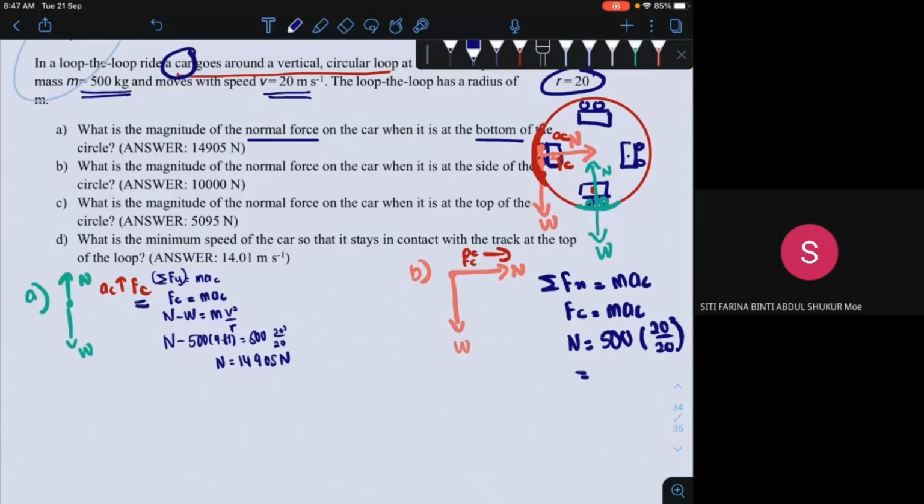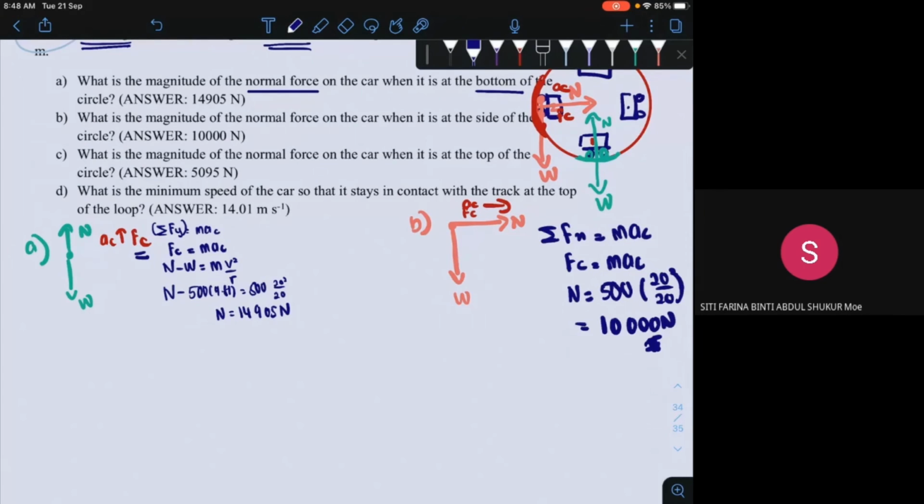Tekan kalkulator, awak akan dapat berapa tu? 10,000. Okay, yang penting adalah you should be able to imagine macam mana bentuk loop the loop ini.